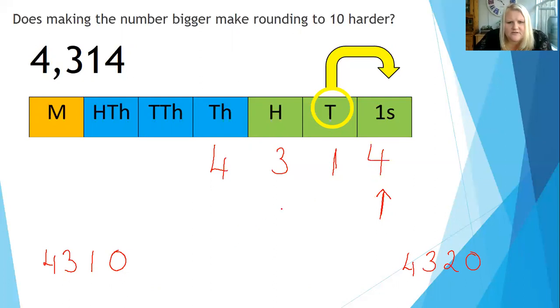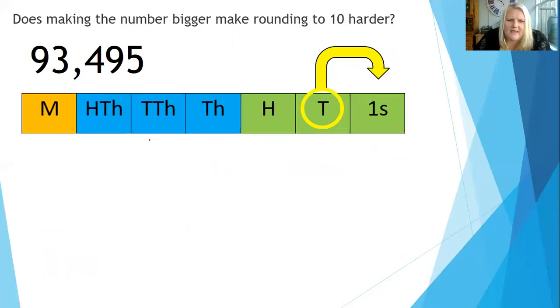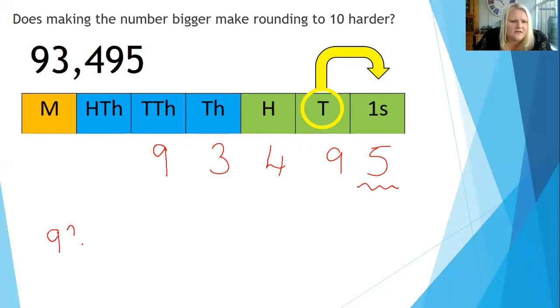So this one, 4,314, would round down to 4,310. Right. Again, the number's getting bigger. Does it make any difference? No, it does not at this point. 93,495. Again, we're rounding to 10, so I've got my special arrow over this bit here. And it's this number that I'm going to be interested in. So the 10 numbers, let's give myself the 2 options. What could the 2 possible answers be if I'm rounding to the nearest 10?